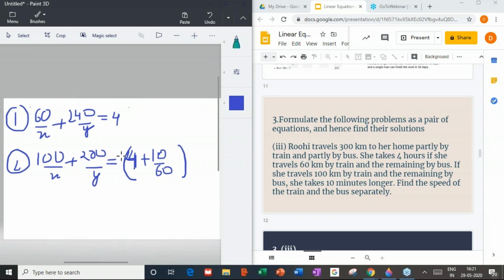Okay. So you get this. Again, you consider 1 by x as u and 1 by y as v and solve this. Anshika is giving me the answer. Speed of train. Yes, you are right.